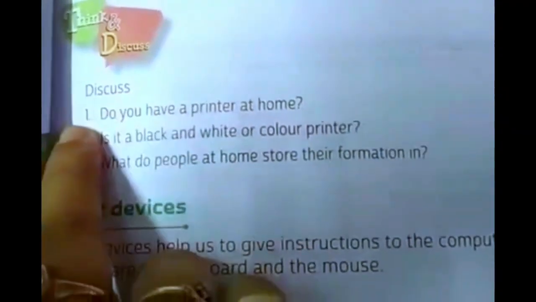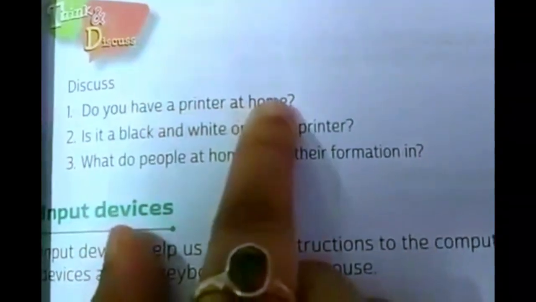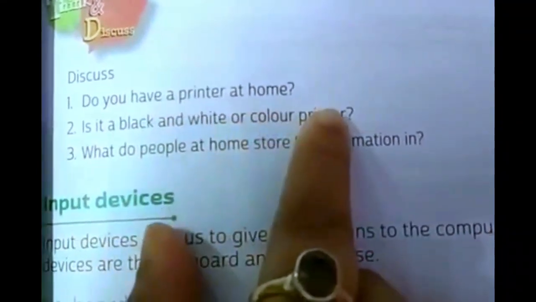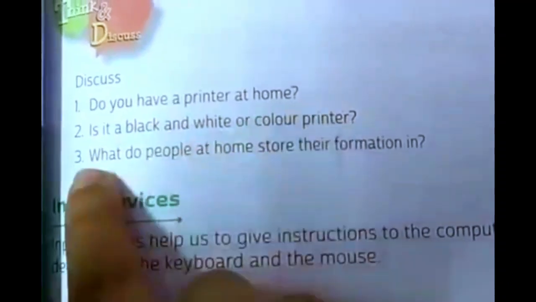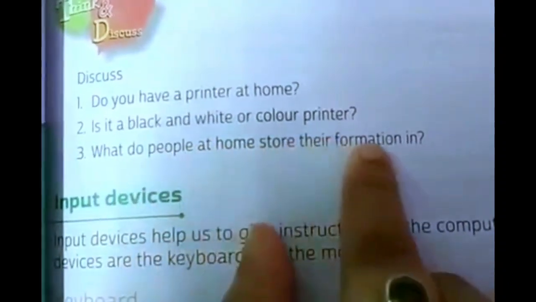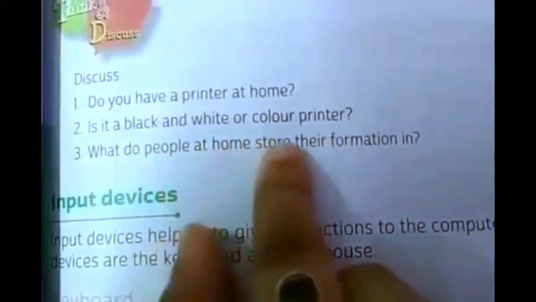So, discuss number 1. Do you have a printer at home? Yes or no? Number 2. Is it a black and white or color printer? Which one? Black and white or color? If you have one. Number 3. What do people at home store their information in? Where do people store their information?